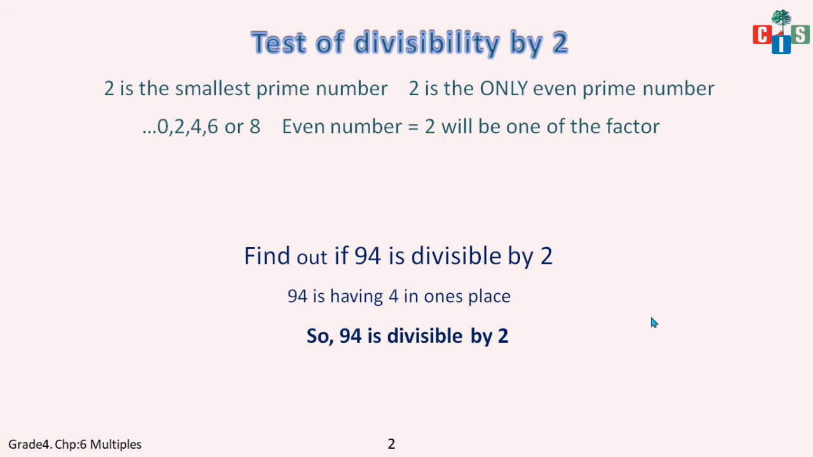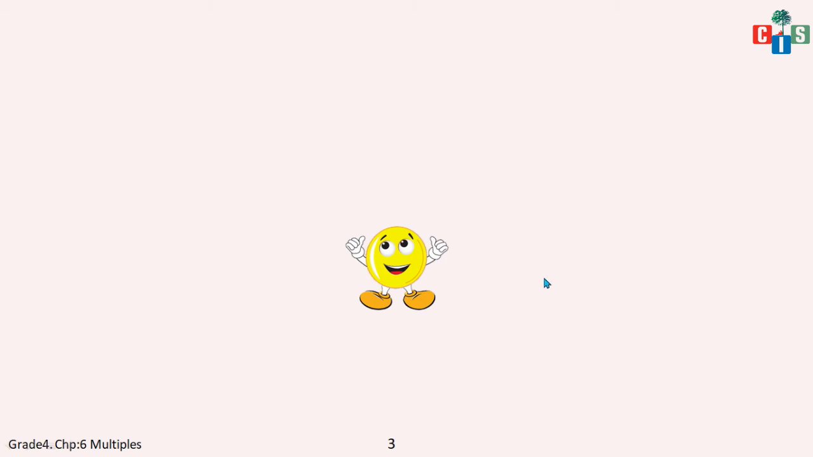Okay, so let's have one example. Find out if 463 is divisible by 2. So for 463, first you have to see whether it is an even number or an odd number. What is it? It is ending with 3. I told you that an even number should end with either 0, 2, 4, 6, 8. Yes. So it is not ending with any of these numbers, it is ending with 3. It is an odd number. Yes, so it will not be divisible by 2.